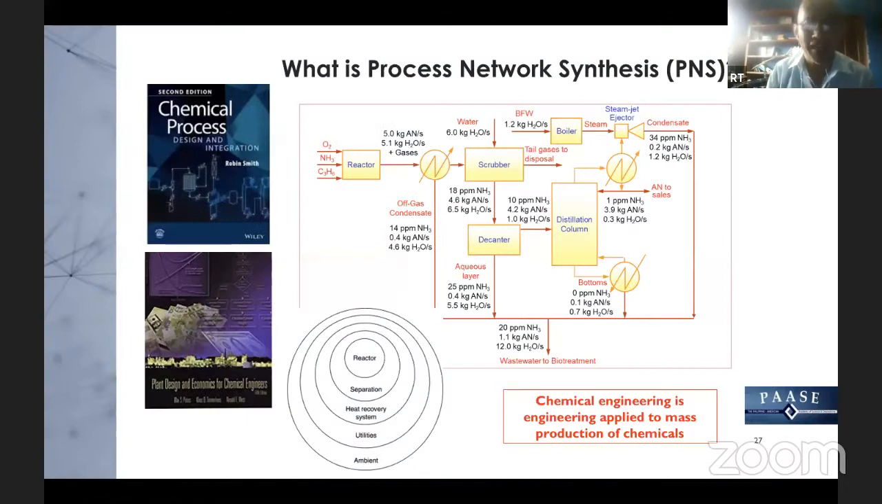for those of you who are not chemical engineers, the briefest definition of chemical engineering is that it's the branch of engineering dedicated to the mass production of chemicals. Very simple. And what differentiates chemical engineering from chemistry is that there's a lot of physics involved.